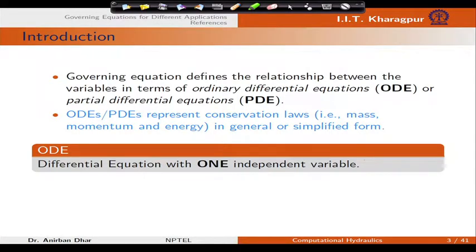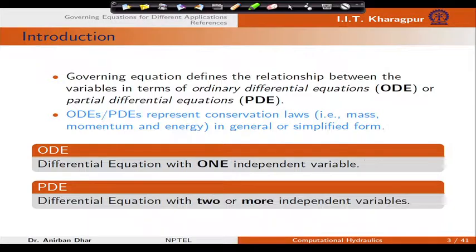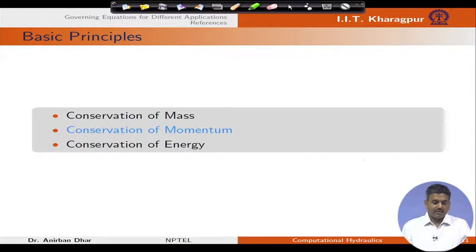So, what is this ODE? ODE is a differential equation with one independent variable. And what is this PDE? PDE is a differential equation with 2 or more independent variables. Now, what are the basic principles? The basic principles are conservation of mass, conservation of momentum and conservation of energy.